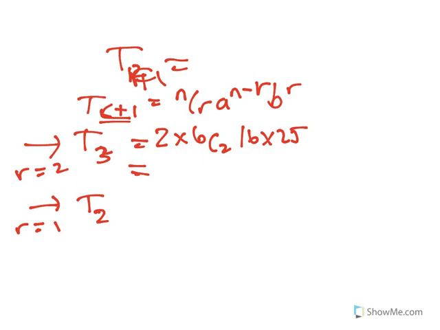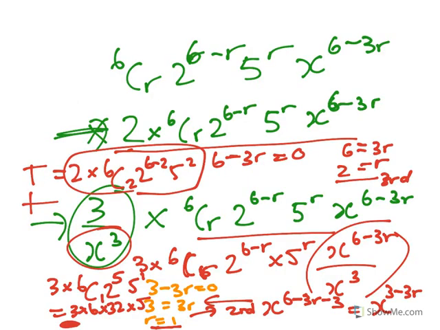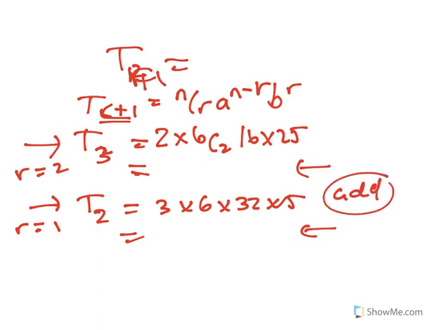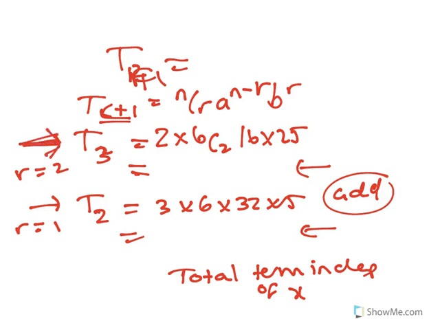And this is when r equals 1. So when r equals 1, what do we get? We got 3 times 6 times 32 times 5. So whatever these two values are, you just add them together, and that would be the total of the term independent of x, because there'll be 2 times when you get a constant term: this time when r is 2, and this time when r is 1. And then you just add whatever these two answers are together.